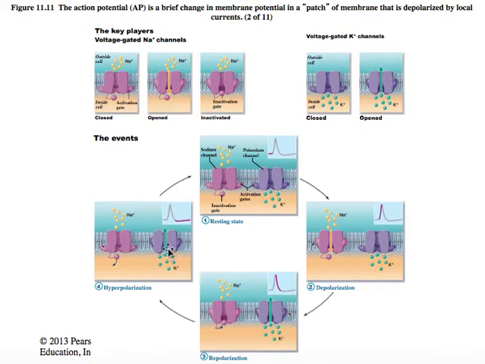The hyperpolarization continues. The voltage-gated potassium channel continues to stay open for a moment. Potassium continues to flow out of the cell, causing that hyperpolarization, the overshoot through the resting membrane potential. And in this case, the voltage-gated sodium channel is reset. The inactivation gate is off, but the voltage-gated sodium channel itself is closed. That resets it back to where you can get back to the resting state and allow the whole thing to happen again.